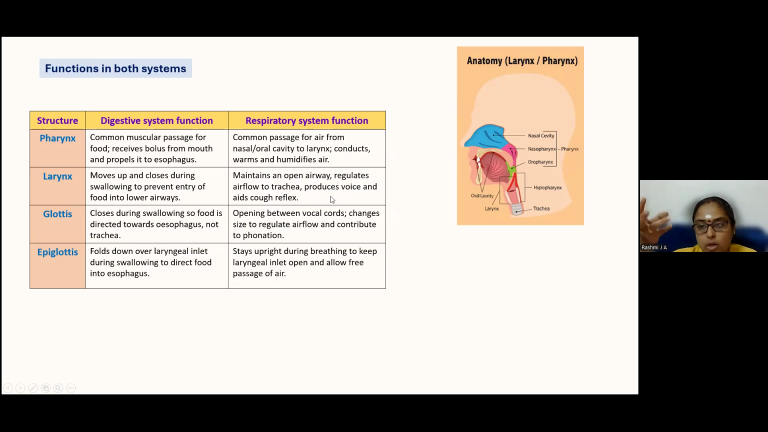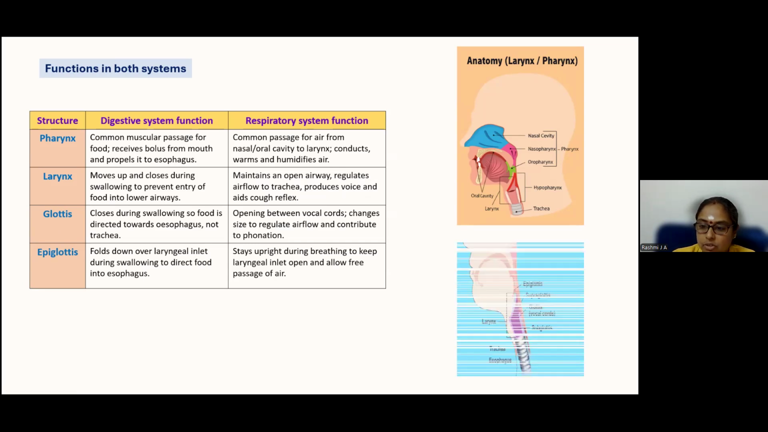When we move into the respiratory system, we will see what all these parts are. The trachea and others will come in the respiratory system. Like the esophagus allows food to travel into the stomach, the trachea helps the air to travel to the lungs. Okay, and it produces voice and aids the cough reflex. The glottis is a very important part because when you do pranayama, ujjayi, we constrict this glottis only. So this part is very important.